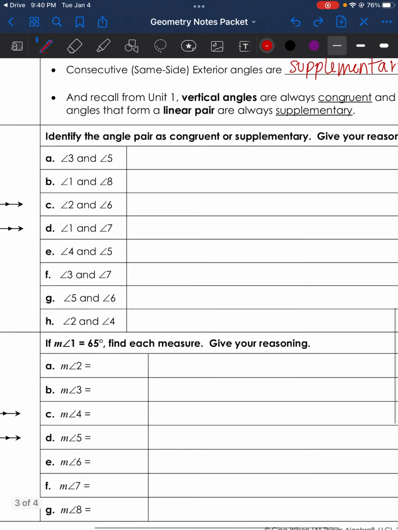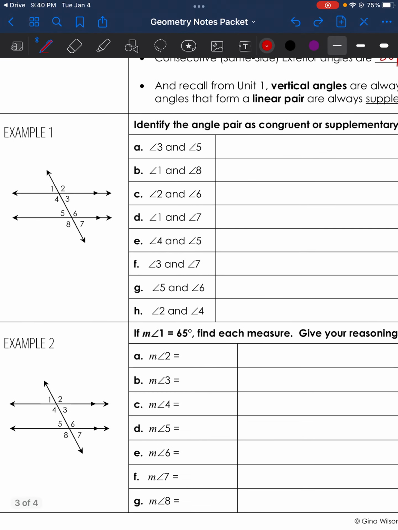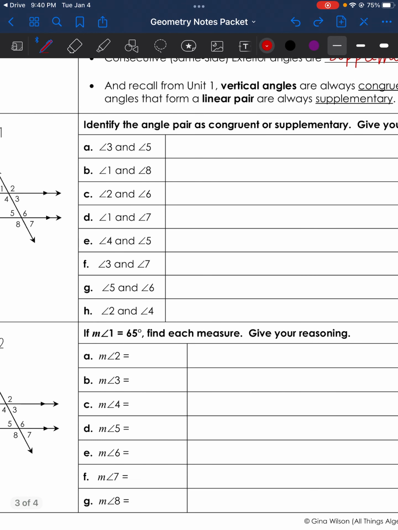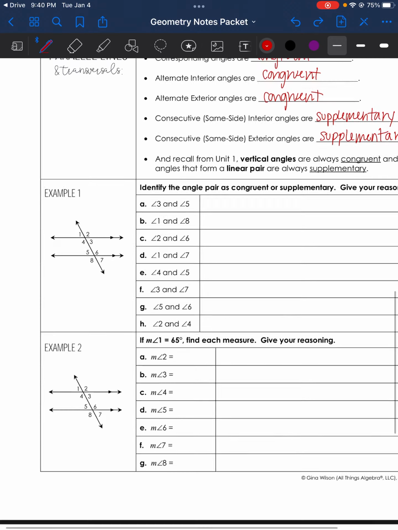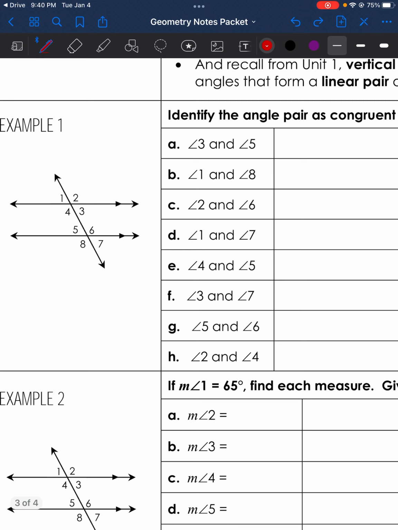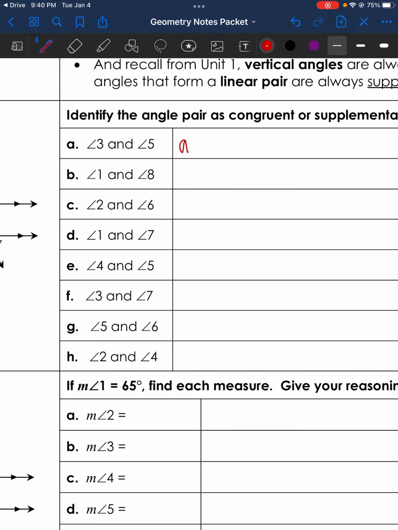So this example 1 here is asking us to find these angle pairs, angle 3 and angle 5, identify the pair as either congruent or supplementary, and give your reasoning. So what I recommend for this is you just tell me what type of classification these are. Are these corresponding angles? Are they consecutive interior angles? And then from that, also tell me, are they congruent or supplementary? So let's take a look at the first couple together. So angle 3 and angle 5. These are interior angles. They're in between the two lines cut by the transversal, but they're on opposite sides of the transversal. So we're going to call these alternate interior.